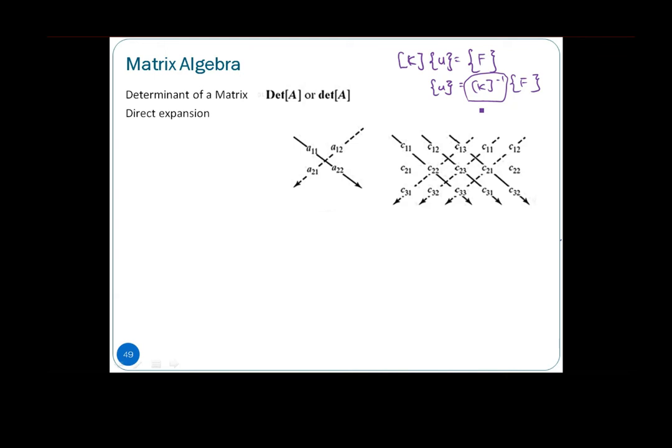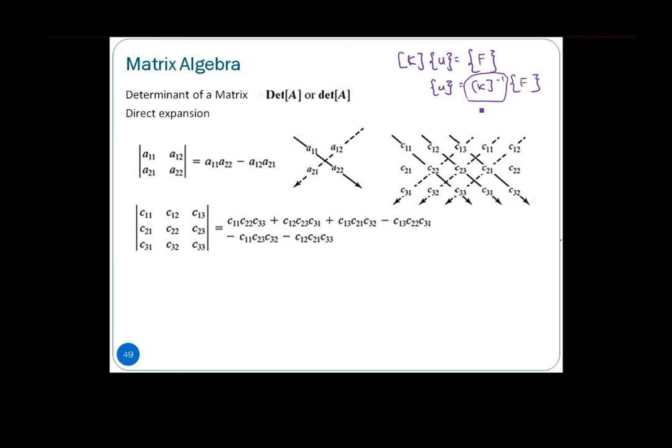The determinant of the matrix: you can do direct expansions, like what we have seen here. If I have A11, A12, A21, A22, then with direct expansion, all here is plus, all here is minus. So it's A11 A22 minus A12 A21, right? If you have a 3 by 3 matrix, then it's again the same. This is plus, all this multiplied: C11, C22, C33, plus C12, C23, C31, plus, then all this minus. So you end up giving you this.